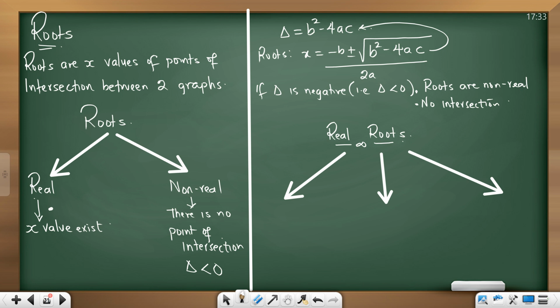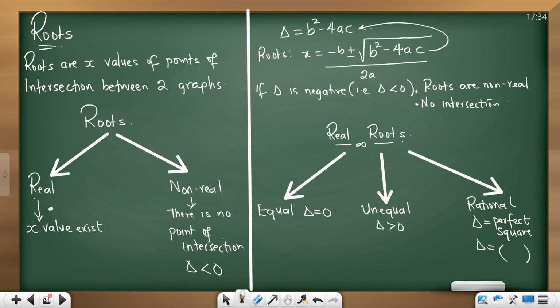When can roots be real and equal? For them to be equal, the discriminant equals 0. They could be unequal: the discriminant is greater than 0. And they could be rational: my discriminant is a perfect square. That is, if I simplify this, I'll get something like that, squared.